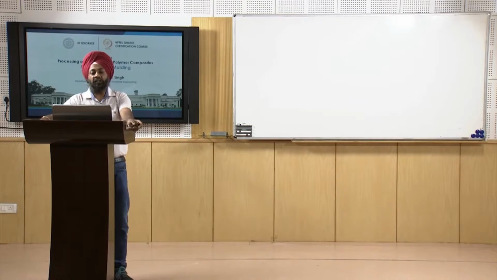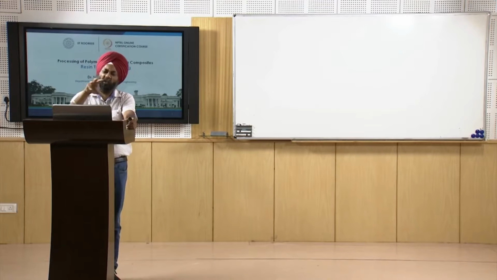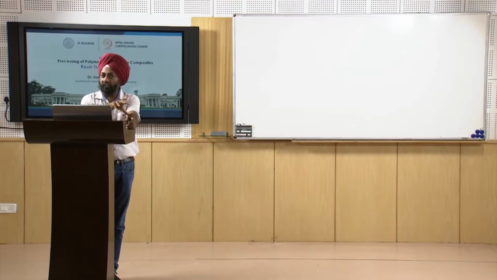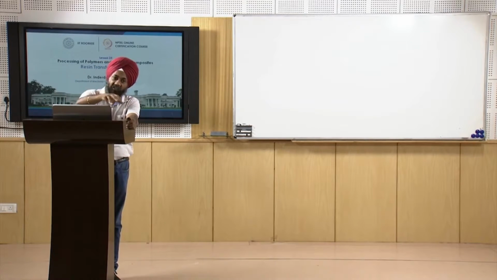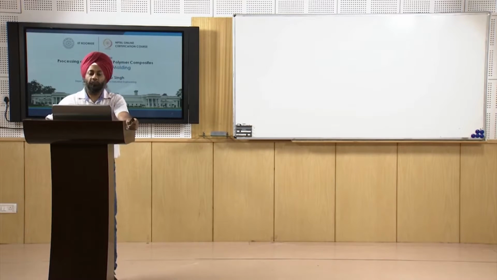The resin transfer molding process is a closed molding process. It is also known as liquid transfer molding process. So we will be transferring our resin into the mold cavity where we will have pre-placed fibers already existing there. Only thing is we have to supply the resin or the polymer, and the polymer and fibers then will combine together to make a composite product.